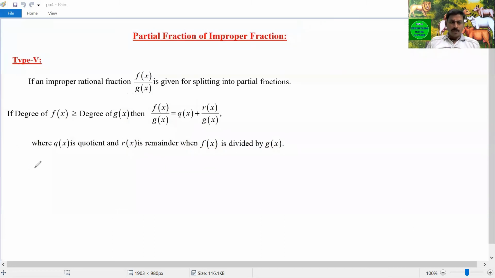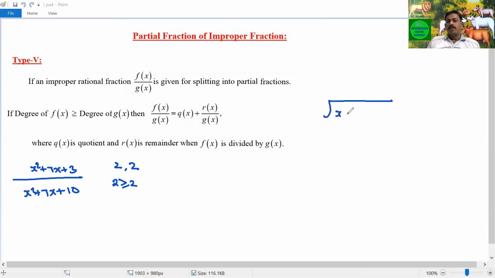Another example, x square plus 7x plus 3 divided by x square plus 7x plus 10. If you observe the numerator degree, that is also 2. The denominator degree is also 2. So 2 is greater than or equal to 2. It is an improper fraction. For the improper fraction, we have to divide that f of x by g of x. Here the f of x is x square plus 7x plus 3. Here the g of x is x square plus 7x plus 10.